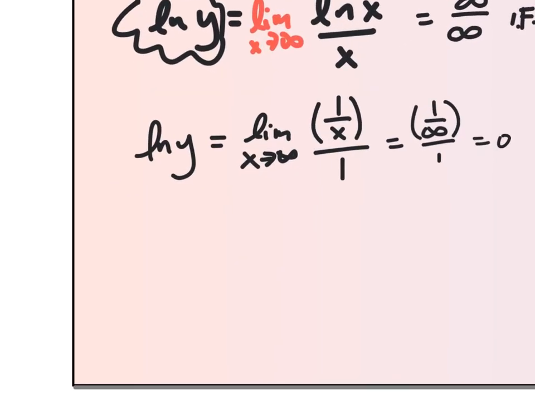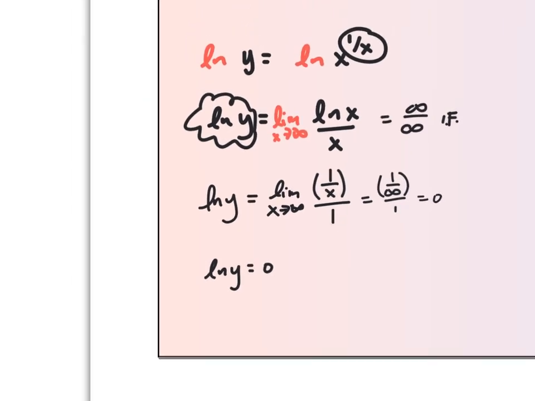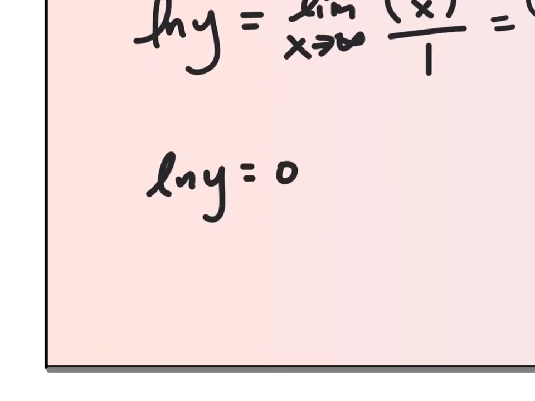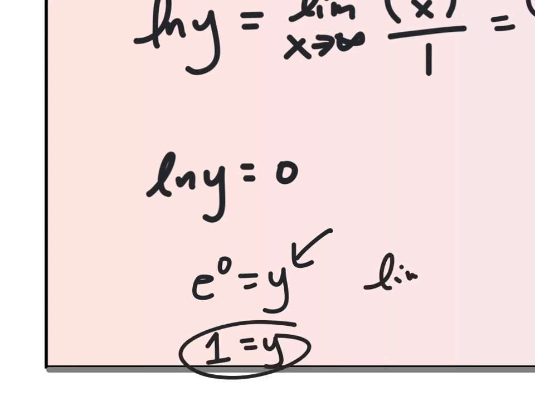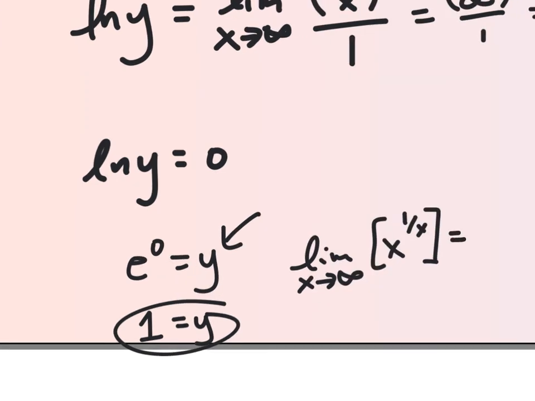Okay, so what I have is that the natural log of y equals 0. And y represents the value, the output of the original function, right? Therefore, the limit will follow this. If I take this in exponential form, I'm really just looking for y. And what does y equal? e to the 0, which is 1. Therefore, the limit as x goes to infinity of x to the 1 over x is equal to 1. It's a really cool one.